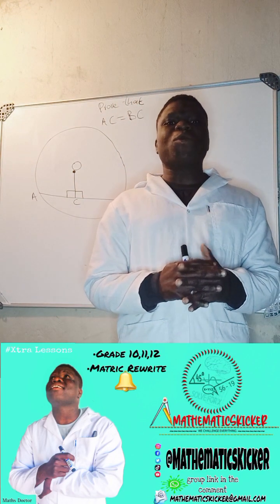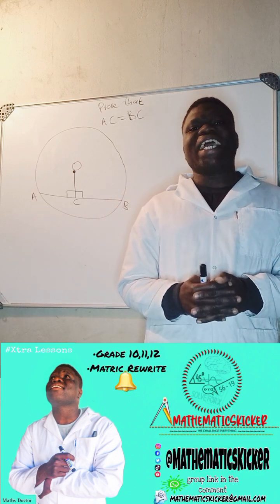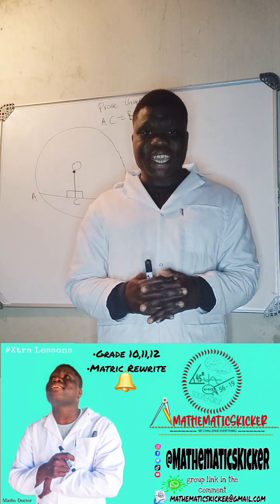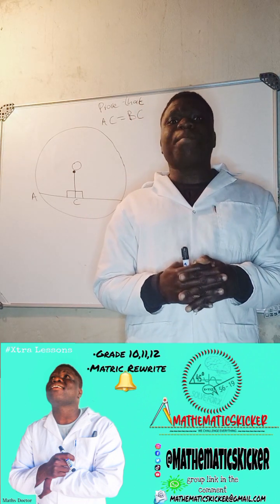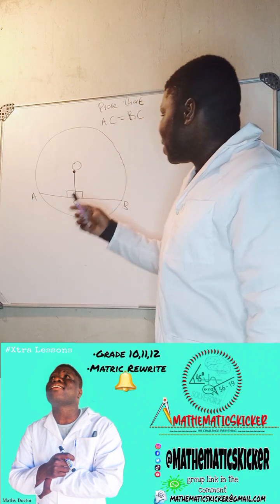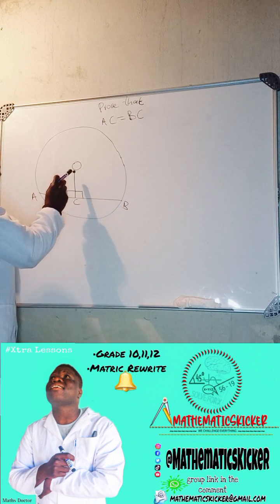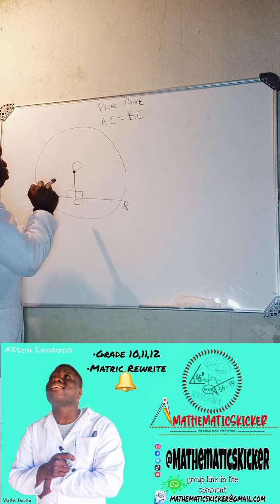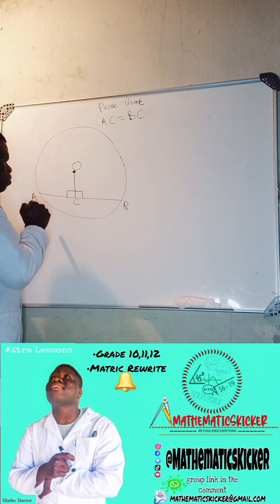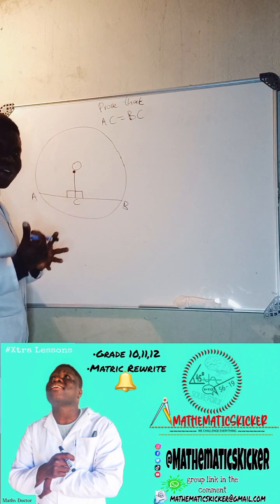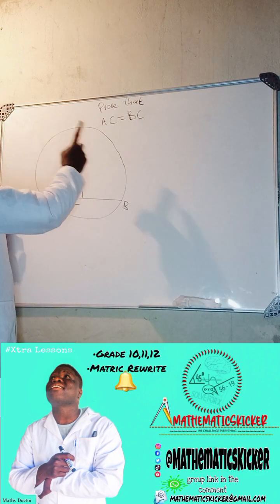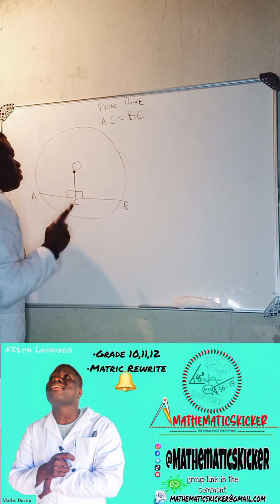Today we are going to prove a theorem which states that a line drawn from the center of a circle perpendicular to a chord bisects the chord. In this case, we have a line which is drawn from the center of a circle. It is perpendicular to a chord, and we want to prove that AC is equal to BC.